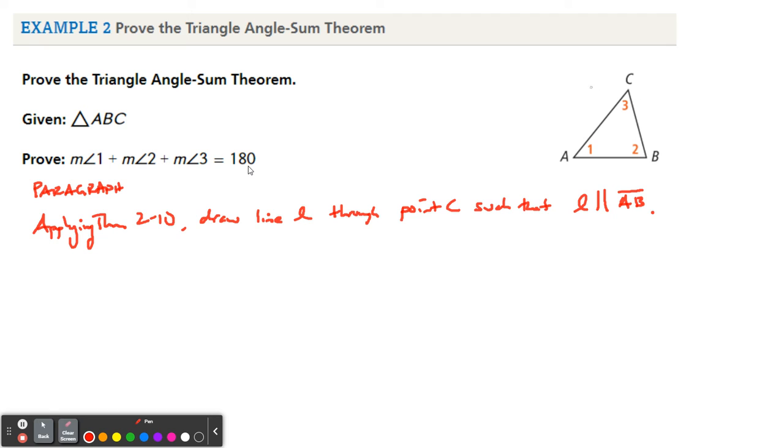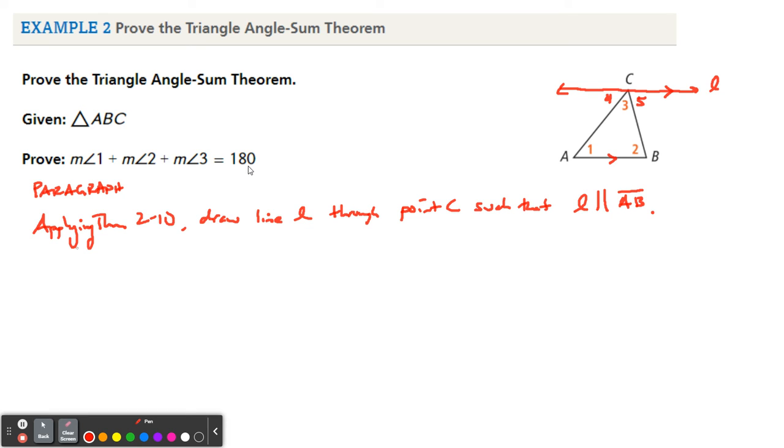So I'm going to do that here. I'm going to draw a line parallel to AB through C, call it line L. We'll mark it parallel using the arrows. And notice that it creates a couple more angle positions here. I'm going to call this angle 4 and angle 5. Those will be helpful later on. And notice we have this straight line. If you recall, the straight line is 180 degrees, from the very first slide we did today.